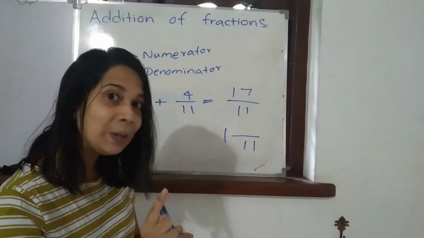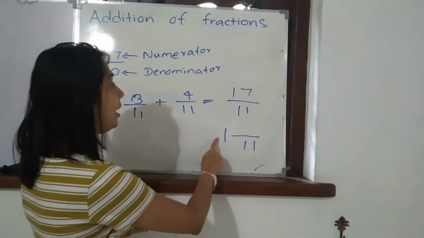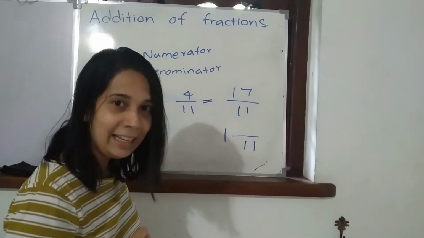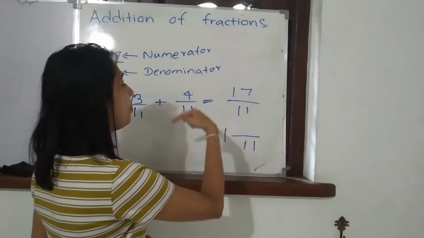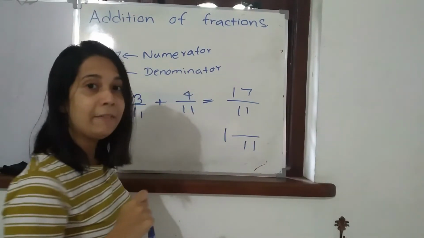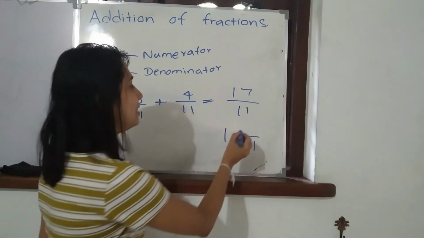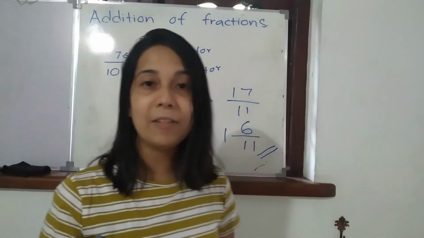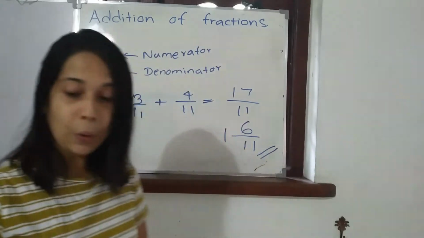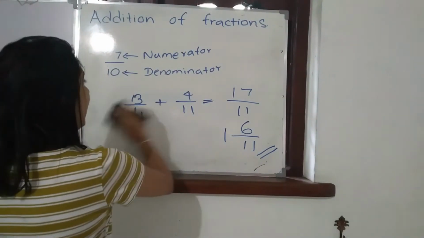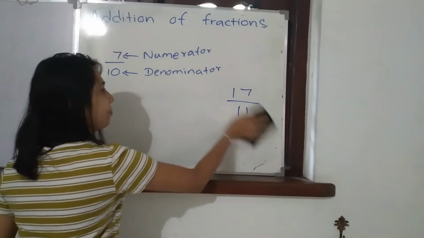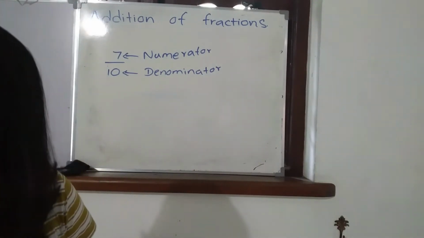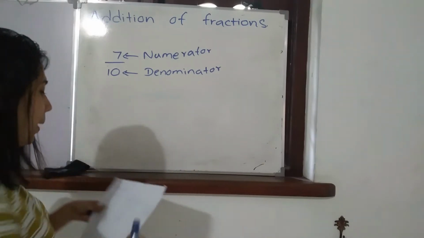Now you have to subtract 11 from your numerator. The numerator was 17. Now let's subtract 11 from 17. What is the remaining? It's 6. This is our final answer, right? So now let's take another example. Next one, I take this one.